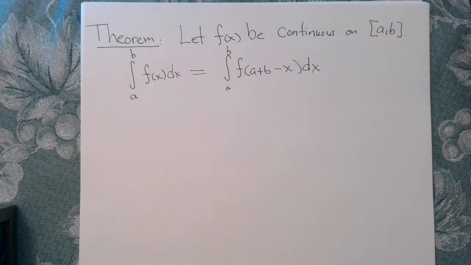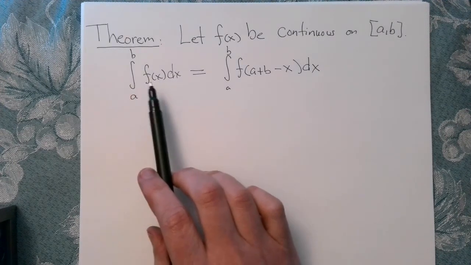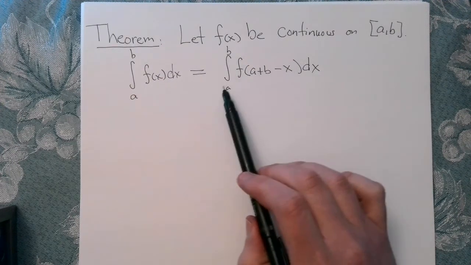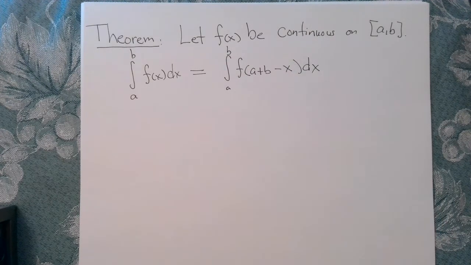So today we've got a proof for you and a neat little application. The theorem says the following: let f of x be continuous on the closed interval [a, b]. The integral from a to b of f of x dx is equal to the integral from a to b of f of a plus b minus x dx.